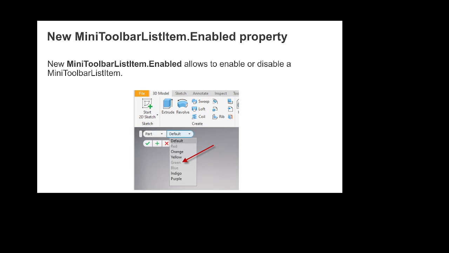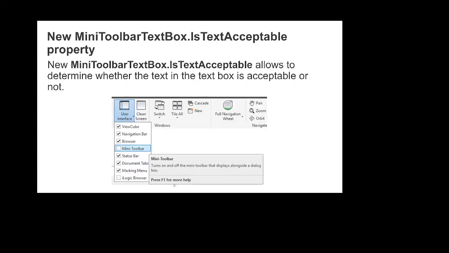A new property called Enabled has been introduced in MiniToolbarListItem, which allows us to enable or disable the list item. Another property called IsTextAcceptable allows us to determine whether the text in the text box is acceptable or not in MiniToolbarTextBox.